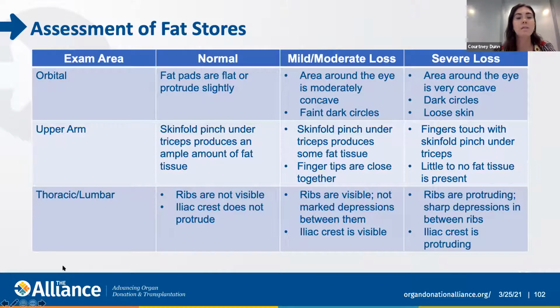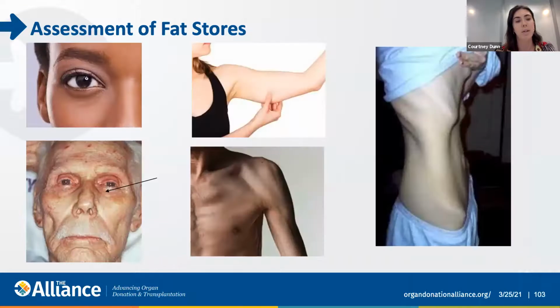Assessments of fat stores will examine the orbital area, the upper arm, and the thoracic and lumbar area. For patients with ascites, the thoracic and lumbar area might not be accurate as the area is going to be skewed by fluid retention, but the orbital exam and the upper arm exam should be a good assessment of fat stores in those patients, and for patients with heart failure as well that might be retaining fluid in their lower extremities.